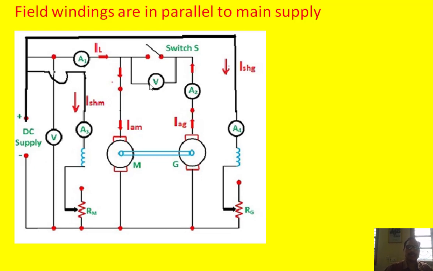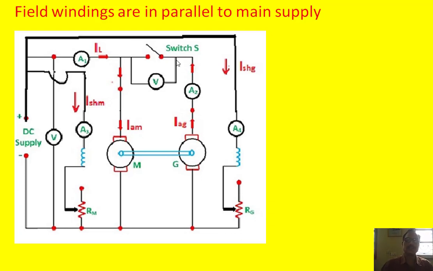That can be observed by using this voltmeter. So we have to go on varying this field rheostat, that is, reducing this field rheostat means field current increases. Once the field current increases, the flux increases, so the voltage generated by the generator increases. Once the voltage developed by the generator is equal to the supply voltage, this voltmeter shows 0 voltage. That means the supply voltage and generator voltage are equal in magnitude.